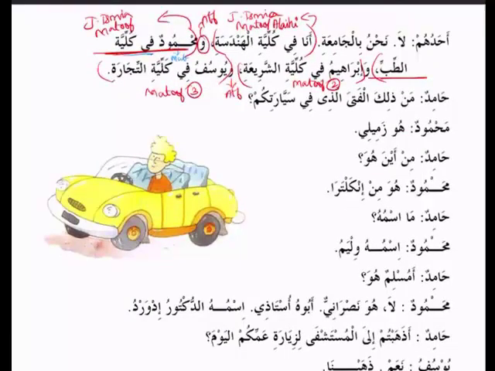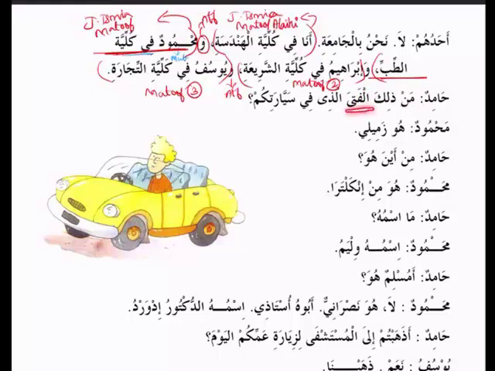Hamid: Man dhalikal fata alladhi fi sayyaratikum. Who is that young boy, the one who is in your car? Man ismul istifham. Dhalikal fata: dhalika is ismul ishara. Al fata is what? It is having an al. Al fata means young boy.